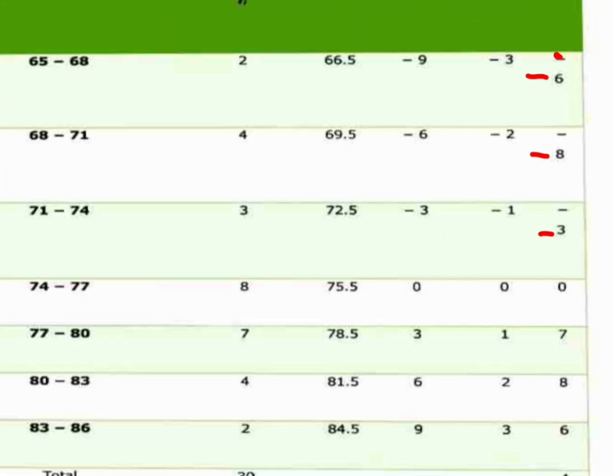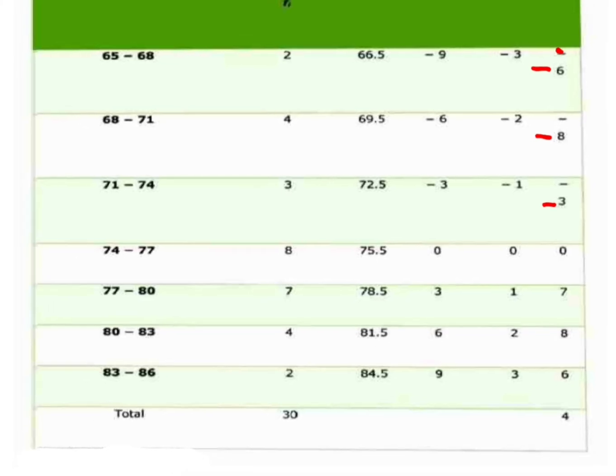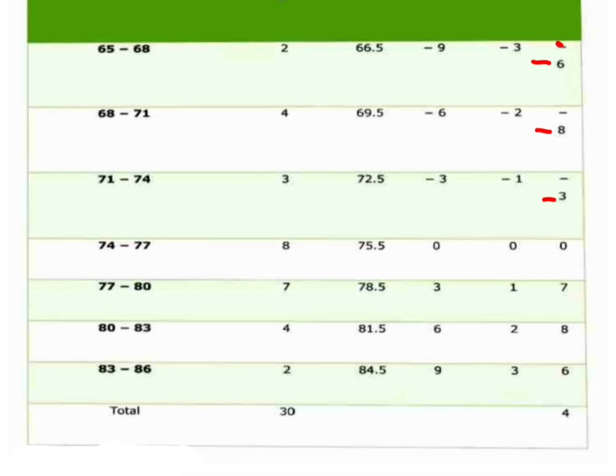Now observe this. Minus 6 plus 6 cancelled. Minus 8 plus 8 cancelled. 7 minus 3 equals 4. The sum of fi ui is equal to 4. The sum of fi is equal to 30.